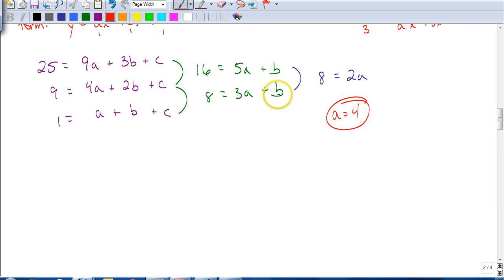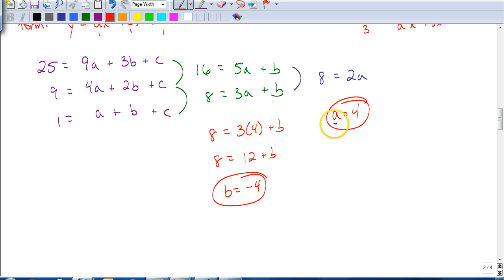Now I can put 4 into any one of these 2 equations. I'm going to put it in the second one. And solve for b. Well, you get 8 equals 12 plus b. Subtract 12 from both sides, you get negative 4. By the way, some people have also asked, are these always going to be opposites of each other? No, that's not always going to be the case. It just so happened to work out that way with the last couple of examples.